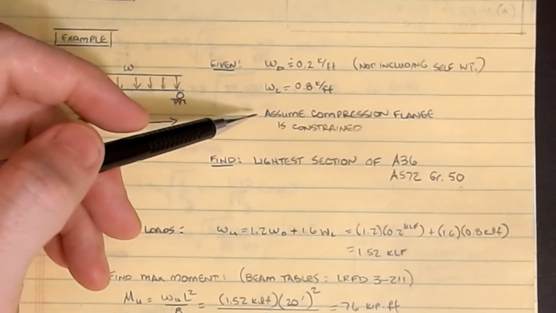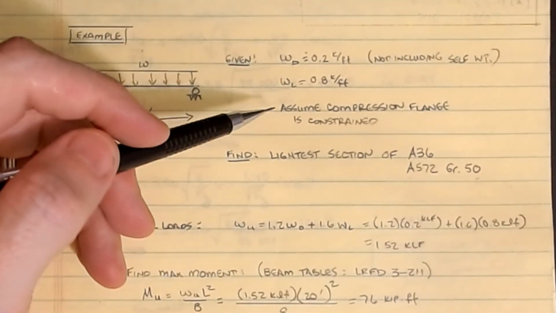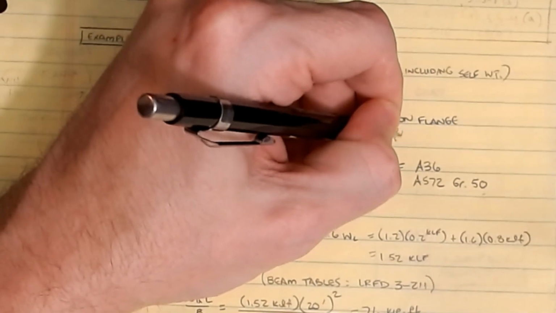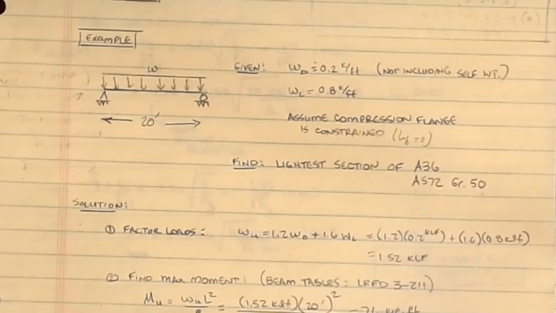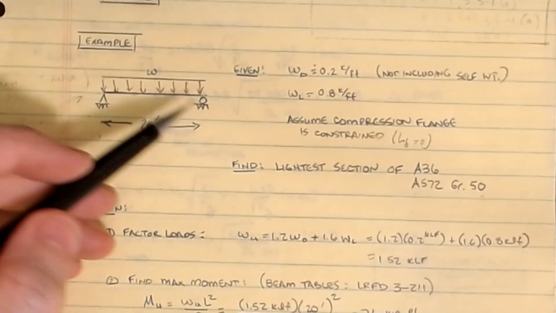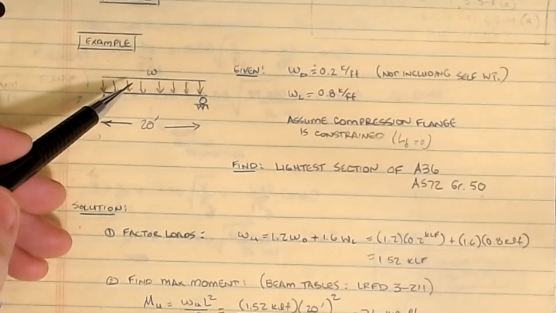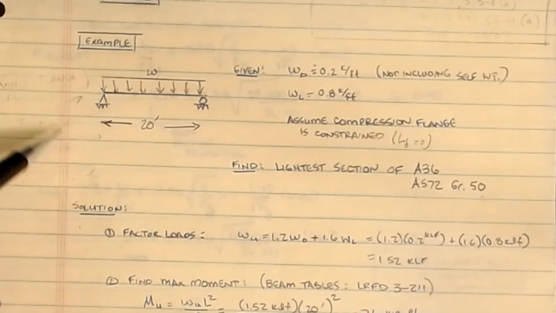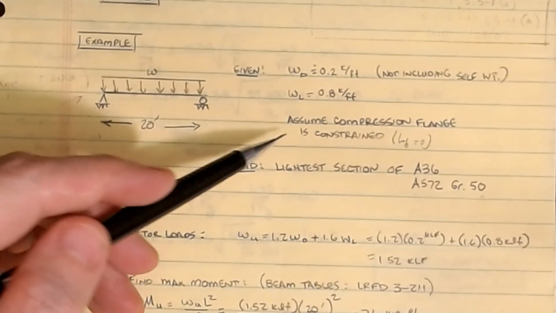Okay, we're going to assume that the compression flange is fully constrained. This is our scenario where we say LB is equal to 0, that it's braced along the entire length. Now, the question becomes, which flange is the compression flange? Well, for a simply supported beam, we pretty much know that compression is in the top, tension is in the bottom. But if this were a cantilever beam or compression was in the bottom flange, you'd have to make sure that the bottom of the beam were restrained in order to be able to meet this criteria.